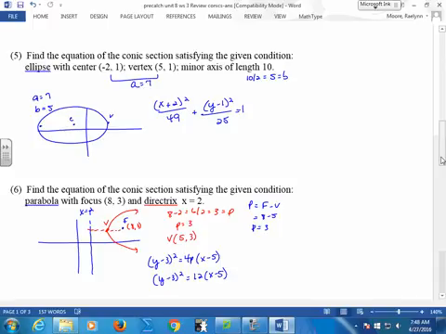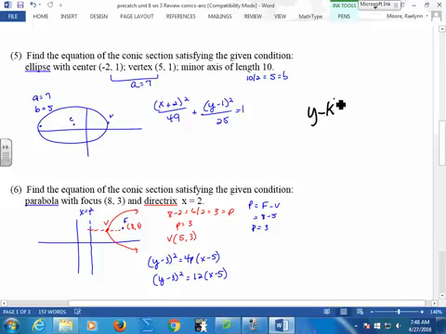Make sure you're familiar with your parabola, because what I always find in the past is everybody's looking for an ellipse or a hyperbola. Don't forget about the parabola. The parabola has one square. So when you get your one square, that's the one formula you should get used to: y minus k squared equals 4p times x minus h. Try to get comfortable with that.